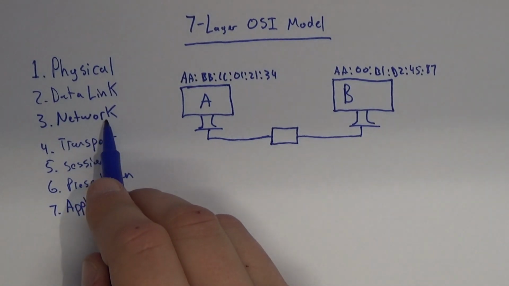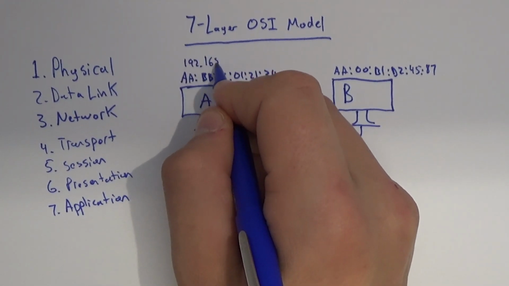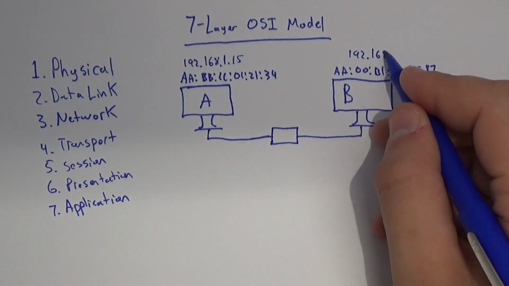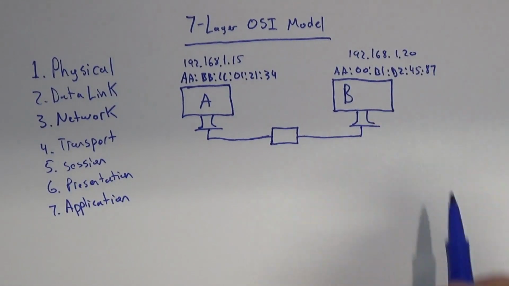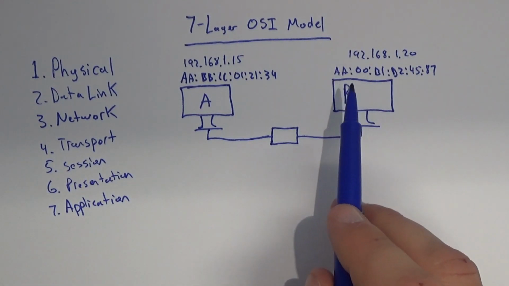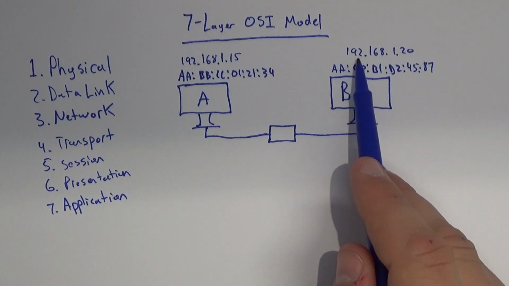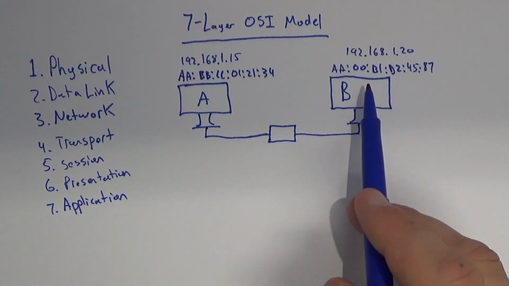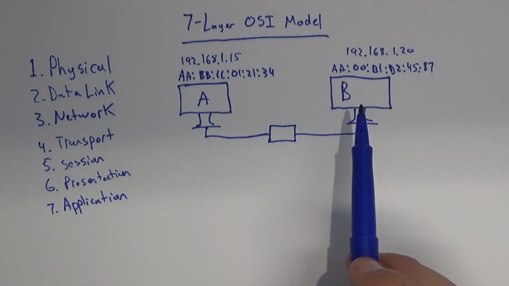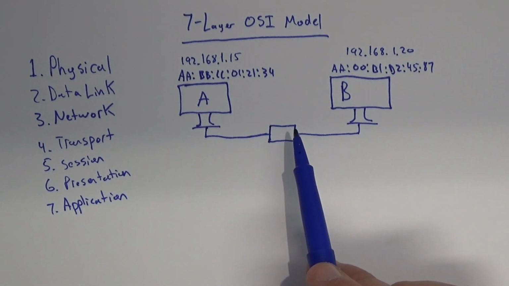And so the network layer adds in IP addresses, and an IPv4 address might look something like 192.168.1.15, and this one might be 192.168.1.20. Okay. Now this IPv4 address only has to be unique on the network. So elsewhere in the world, there could be hundreds of computers that have 192.168.1.20, but because this is going to be separated from the rest of the internet by a router, these addresses are going to be unique within the local area network, but they can be reused elsewhere.